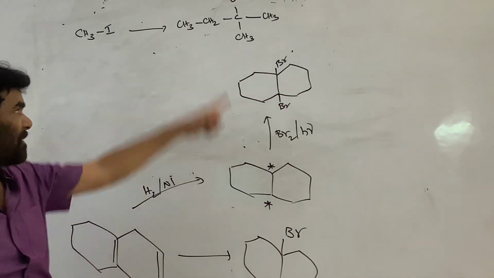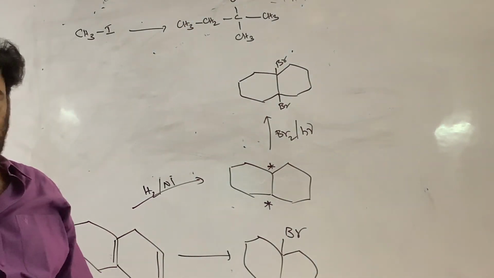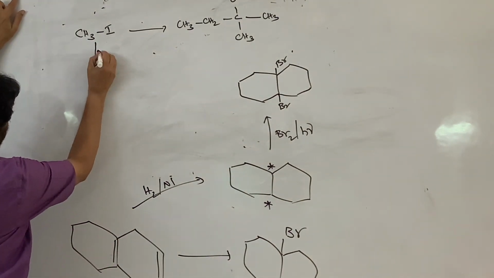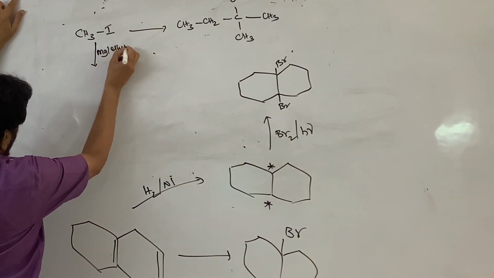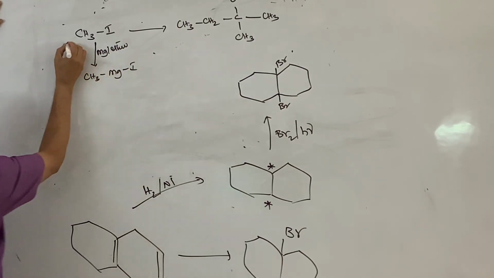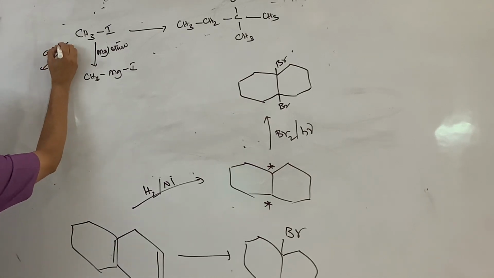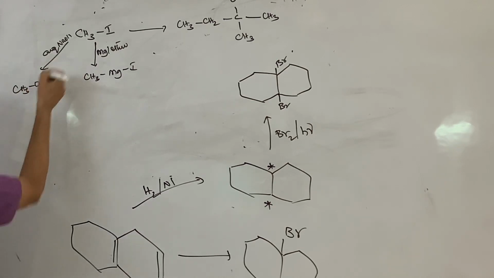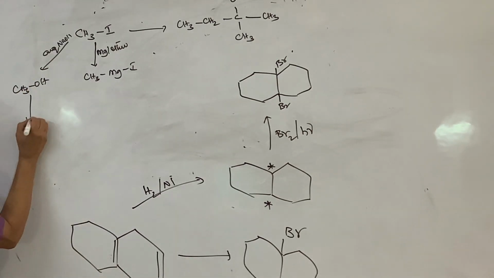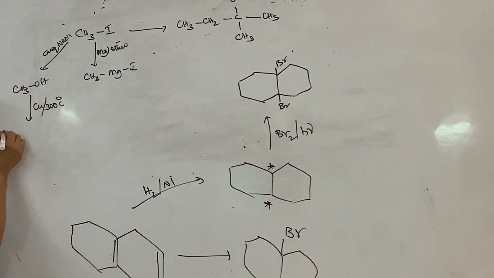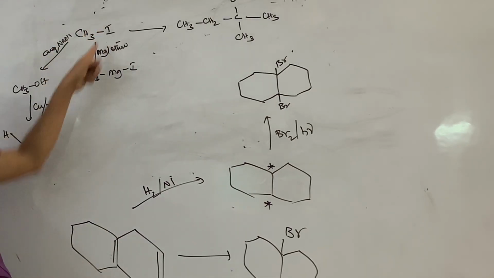So this is possible only through the Grignard reaction. Let me see. This is converted into the magnesium ether, Grignard reagent, methyl magnesium iodide. Alcohol is formed, right? Acid reaction. This on passing over copper at 300, alcohol is converted into aldehyde, right? Here the formaldehyde is formed. So same one Grignard reagent.